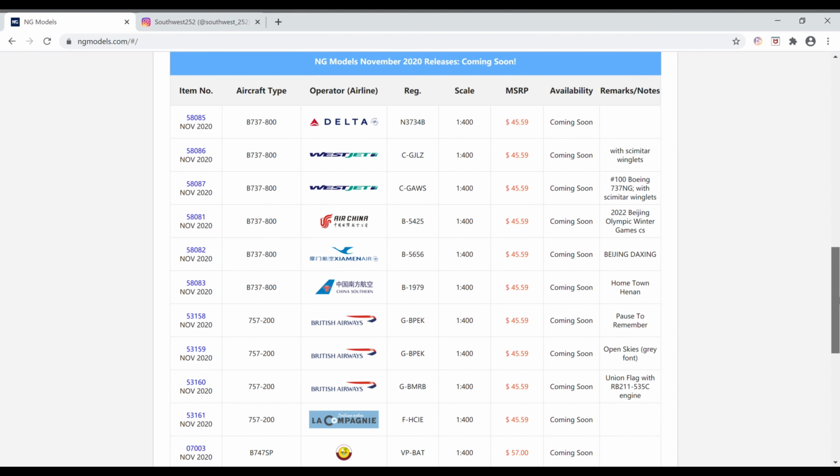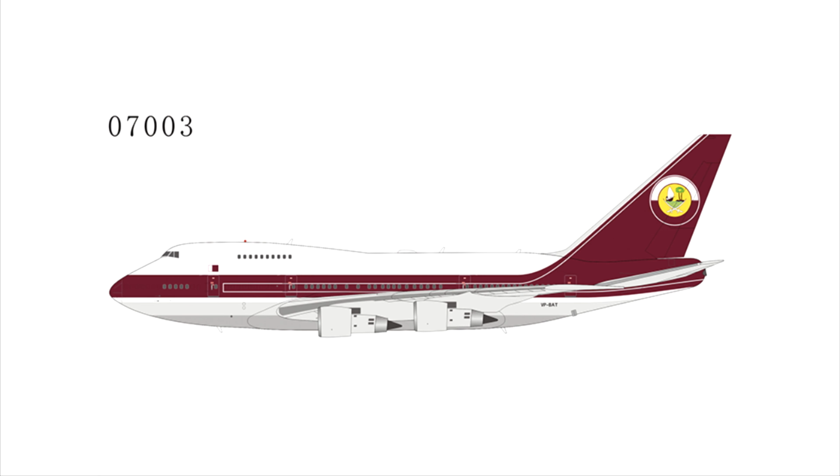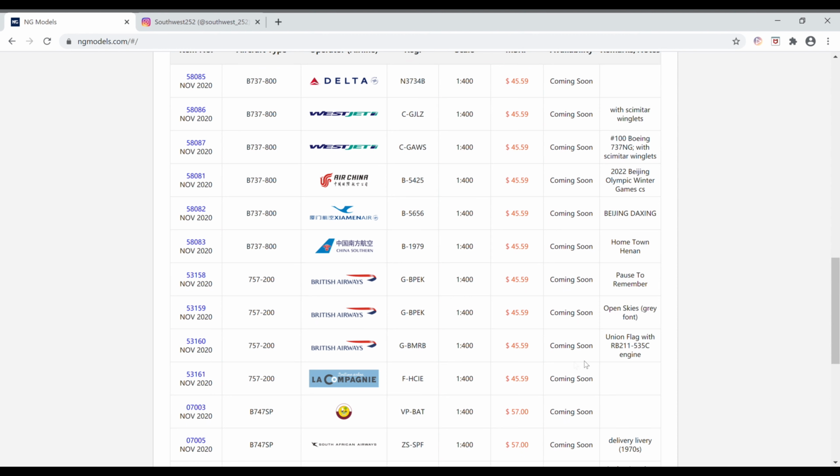Next up, we have a Boeing 747SP. I'm not sure where that's for. The registration is Victor Papa-Bravo Alpha Tango. It is $57, and the item number is 07003.